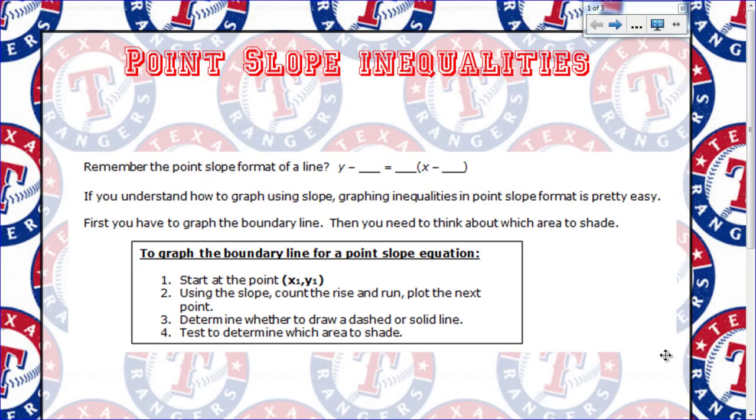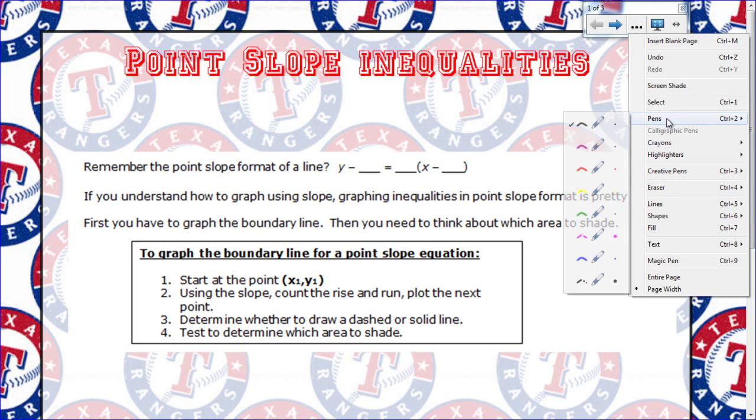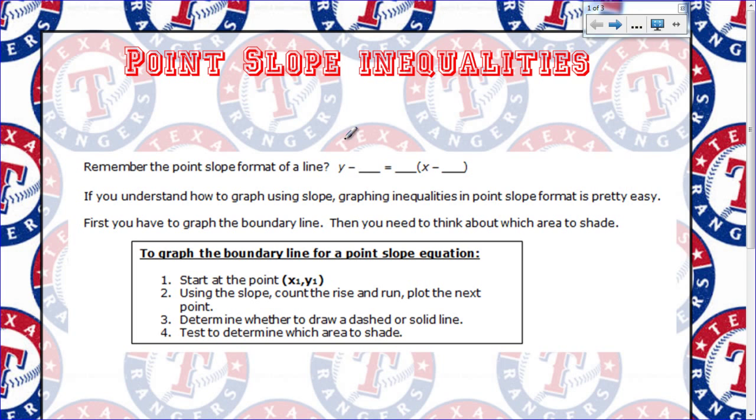We've graphed inequalities before. Now we're going to do it using point slope form, which is actually really simple. If you've got point slope form and you have to do an inequality, I think it's probably one of the easiest. So let's get started.